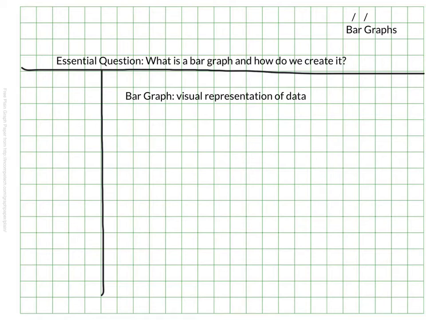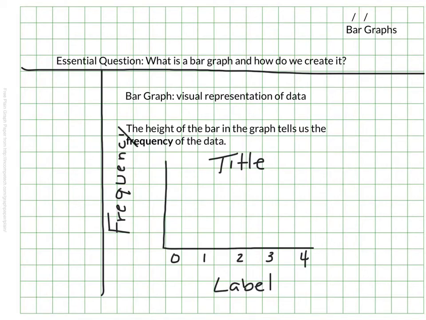Instead of having X's or symbols that tell us how many times a particular value is seen in the data, we use a bar, and the height of the bar tells us the frequency. You've probably seen bar graphs before. I'm going to sketch an empty bar graph without any real data just to show you the different parts of the bar graph and how it's the same or different from a line plot. So let me just put a quick sketch of a bar graph up.